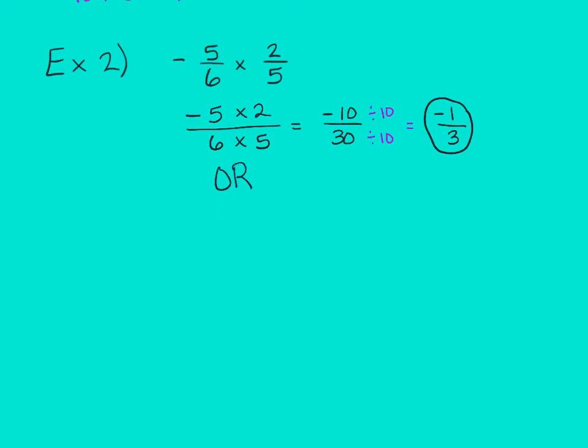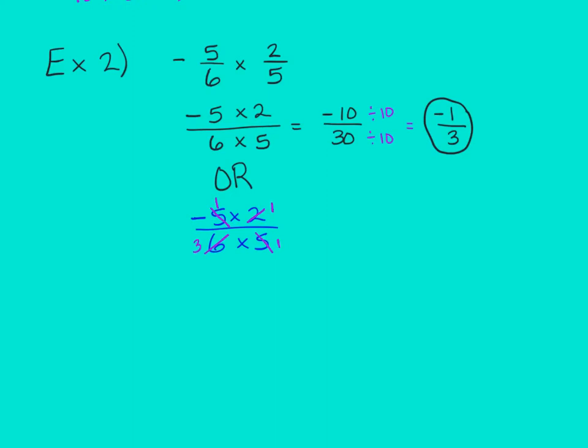Or I could write it once again as negative 5 times 2 over 6 times 5. And at that point, I might notice some factors that both the numerator and denominator have in common. I notice that they both have a 5. So both of the 5s will divide by 5, so I end up with a negative 1 and a positive 1 here. I might also notice that 6 and 2 are both even numbers, so they divide by 2. 6 divided by 2 is 3. 2 divided by 2 is 1.